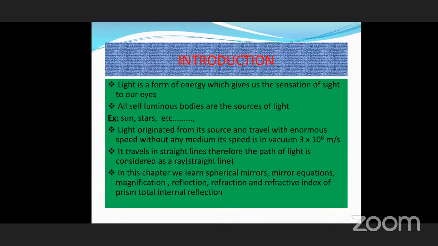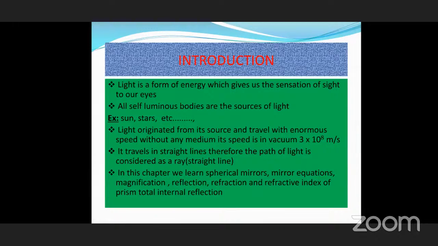The most important property of light is its enormous speed without any medium. In daytime, we get light from the sun. So what is the medium between earth and sun? Space only, no medium. Even though there is no medium, we can experience the heat and light of sun rays. Therefore, light travels with high speed. The velocity of light is calculated by scientists as 3 into 10 power 8 meter per second. It travels in straight lines.